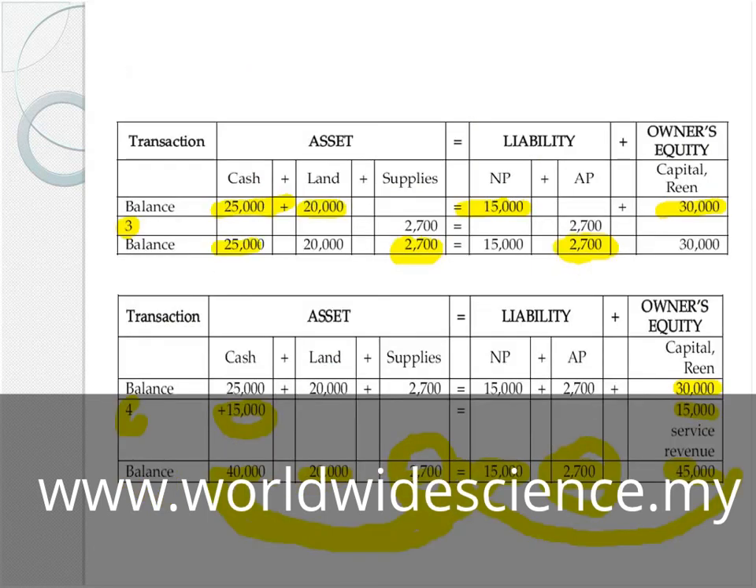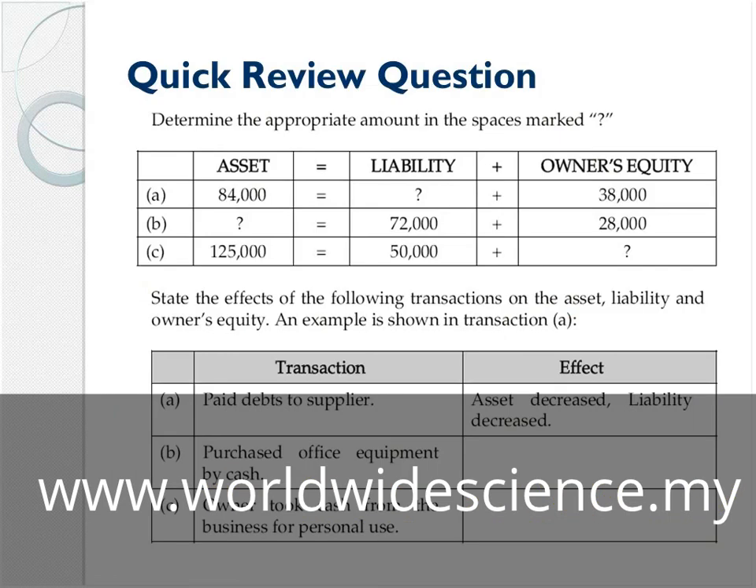So right now we have quick review questions. First, determine the appropriate amount in the spaces marked. And the second one, state the effect of the following transactions on the assets, liabilities, and owner's equity, and an example is shown in transaction A. So let's do the first one.